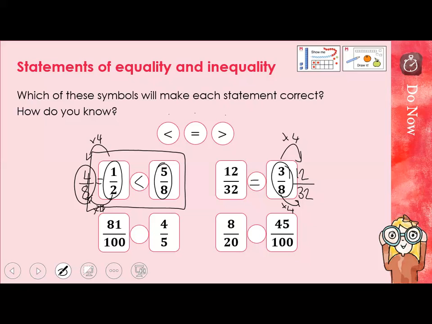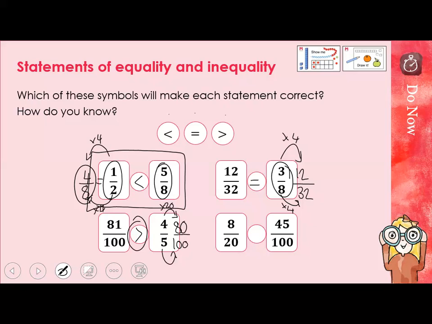Moving on, I could do this this way again. So I want this fraction now to be expressed as a number of hundredths. What do I have to do from 5 to get to 100? Well, I need to multiply it by 20. So I need to do the same here. And 4 multiplied by 20, of course, is equal to 80. So which inequality sign will go in here? Well done if you identify that 81 hundredths is bigger than 80 hundredths. Of course it is. There is one more hundredth in there.